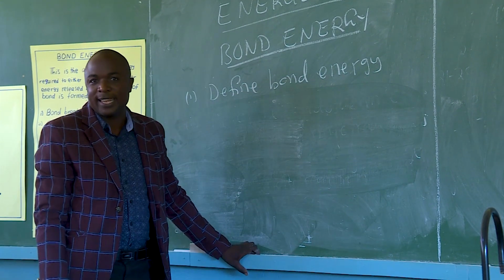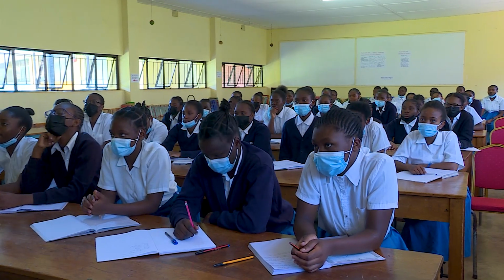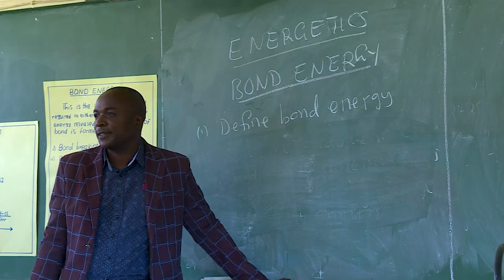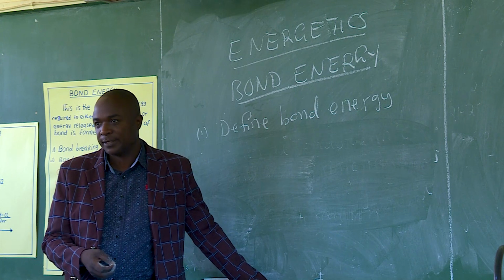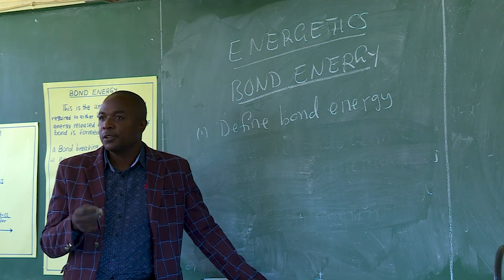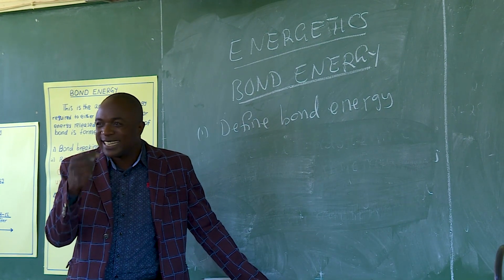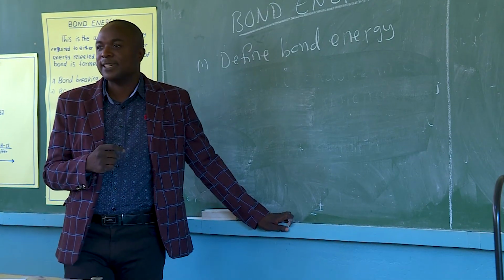What is bond energy? Who can define bond energy for us? How do you describe bond energy? Yes. This is the amount of energy required to break one mole of gaseous combined substances to form products in gaseous state. The amount of energy that is required to break a bond, or the amount of energy that is going to be released when one mole of a bond is formed. That is what is known as the bond energy.